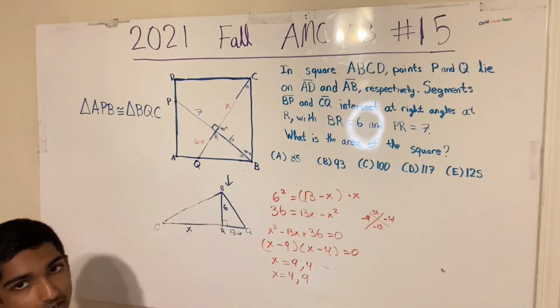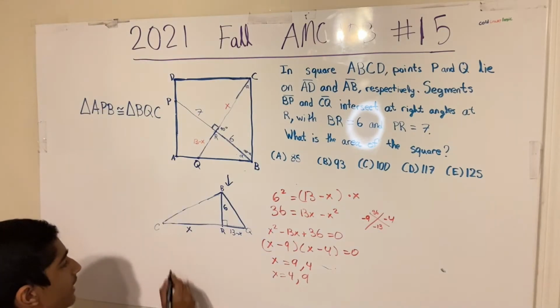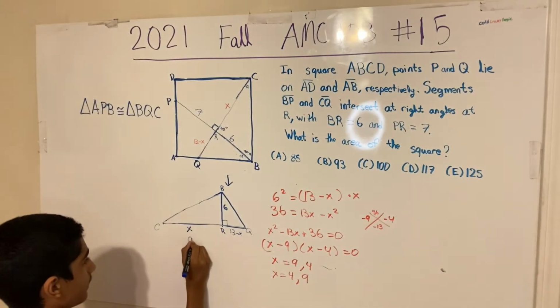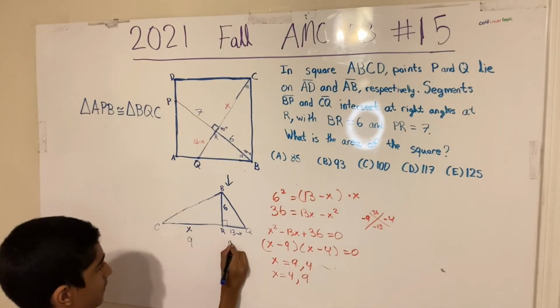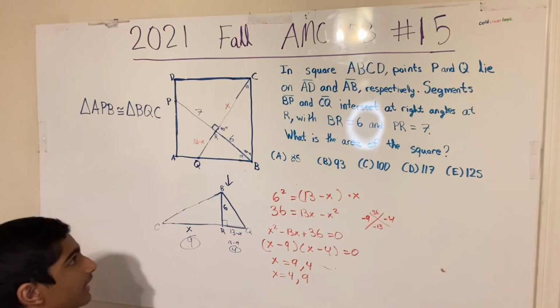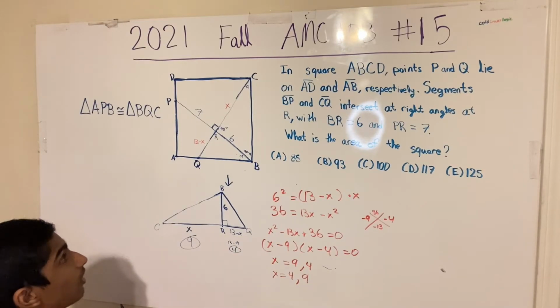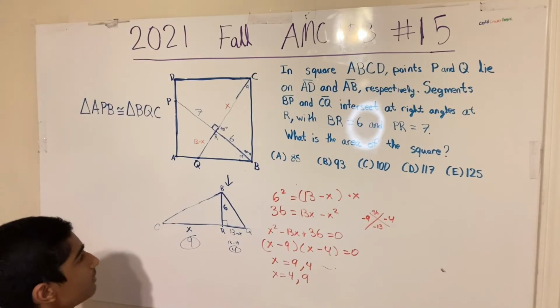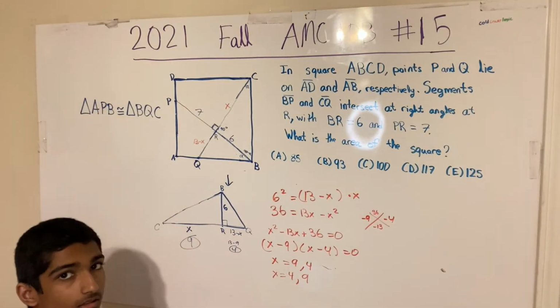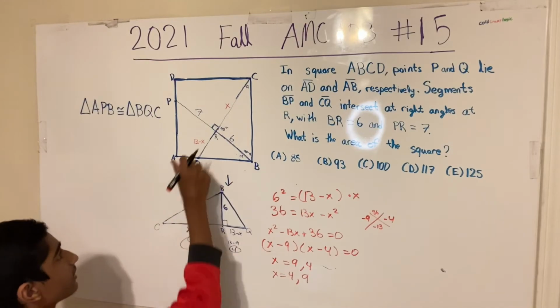And just looking at the diagram, you would think that x is greater than 13 minus x. So we would want to have 9 and 13 minus 9, which is 4, as the values here. Usually the diagrams that the AMC gives you are really close to scale, so we shall use these values for now. So let's plug these values back into here.